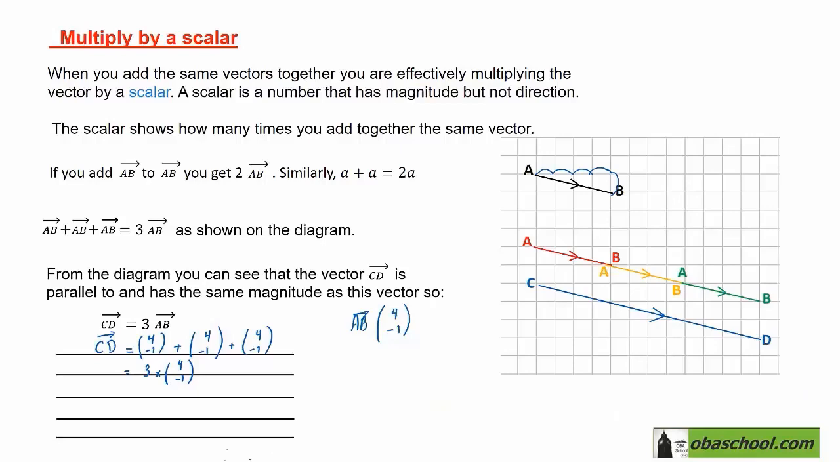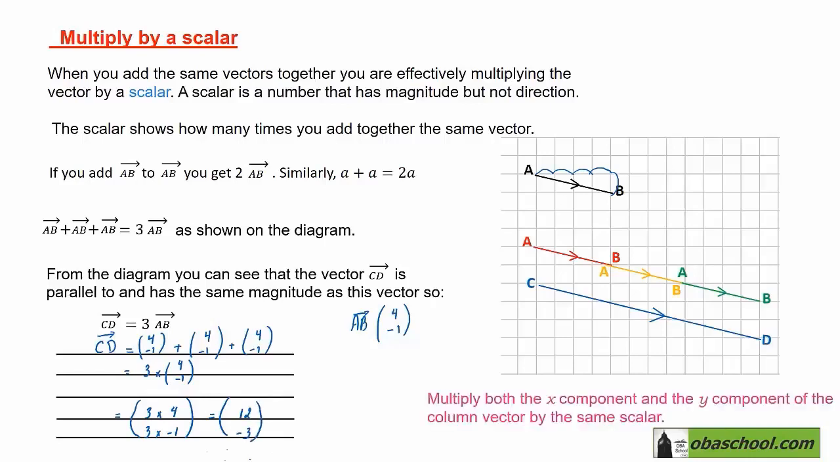And so that would be how you can calculate the components of the column vector, and that is through multiplying 3 by 4 and 3 by -1. And so this is how you can find the components of the column vector of CD. So 3 times 4 and 3 times -1, which will be 12 and -3. And so this is the column vector of CD.